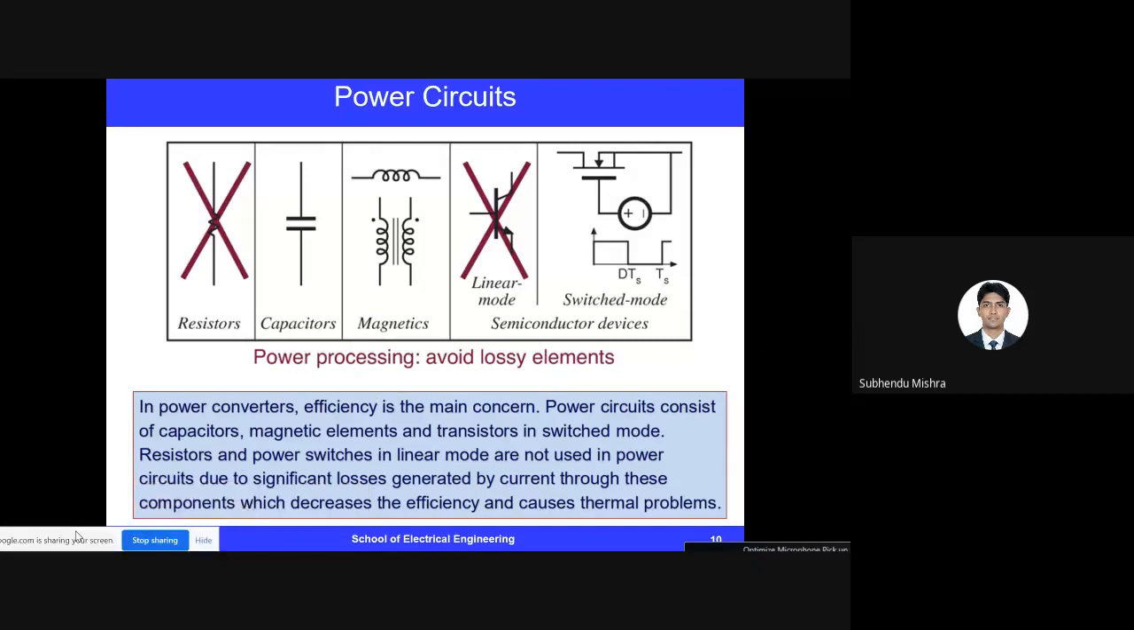Any doubts in this? Is this clear? In the single pole double throw, why did we use the diode? Please talk loudly. I'm not able to hear you.